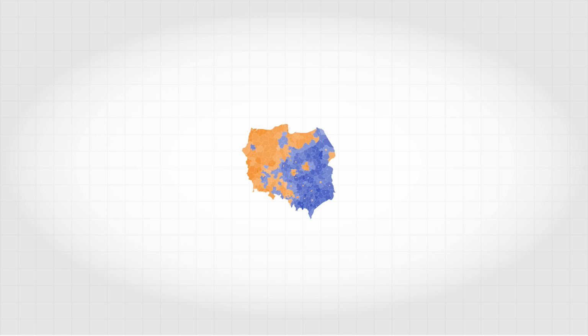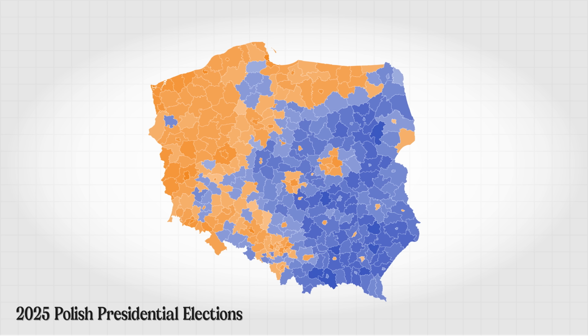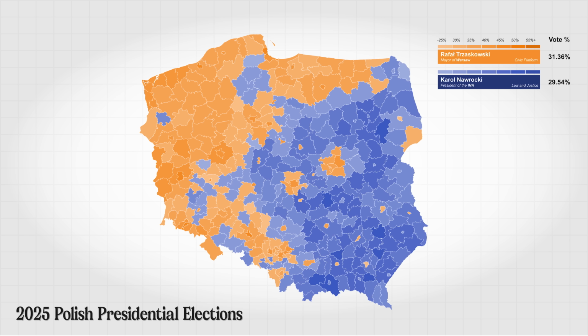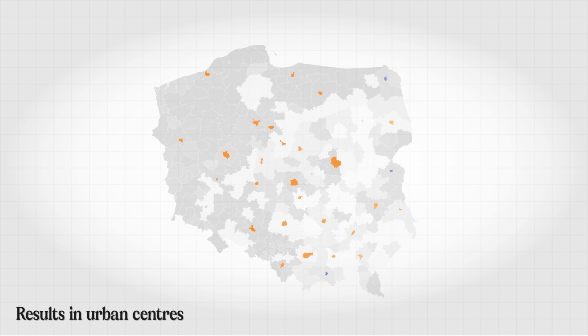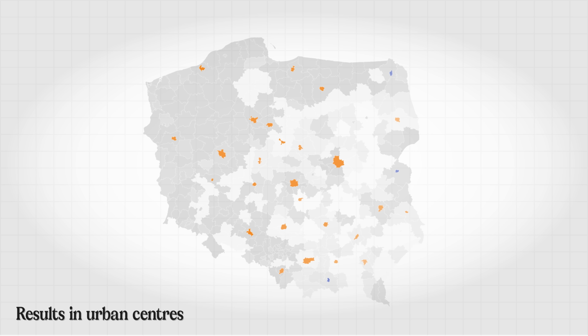Take a look at this map of Poland. It's from a few weeks ago, and each color shows us where one of the two parties won in the last election. What's interesting is that the differences aren't where they usually are. Sure, the typical rural versus urban difference exists.